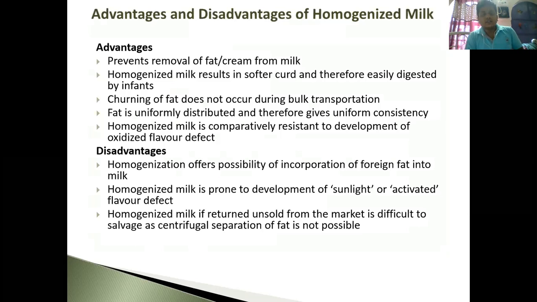The advantage is that it prevents removal of fat or cream from milk. Homogenized milk results in a softer curd and is therefore easily digested by infants. Churning of fat does not occur during bulk transportation. Fat is uniformly distributed and therefore gives uniform consistency. Homogenized milk is comparatively resistant to development of oxidized flavor defects.